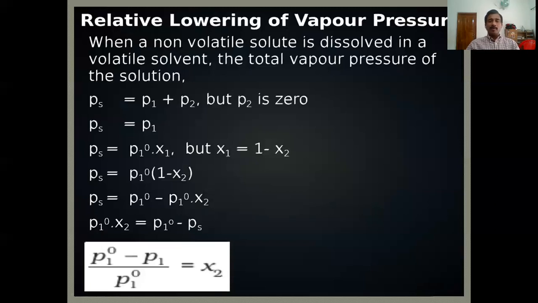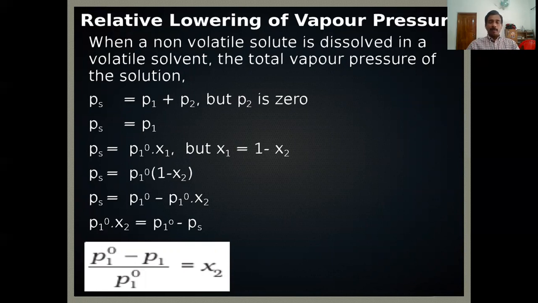The condition is that a non-volatile solute is dissolved in a volatile solvent. The total vapor pressure of the solution, PS, is equal to P1 plus P2. But P2 is non-volatile, so it has no vapor pressure. P2 is 0. Therefore, PS is equal to P1. PS is equal to P1° into X1, Raoult's law.